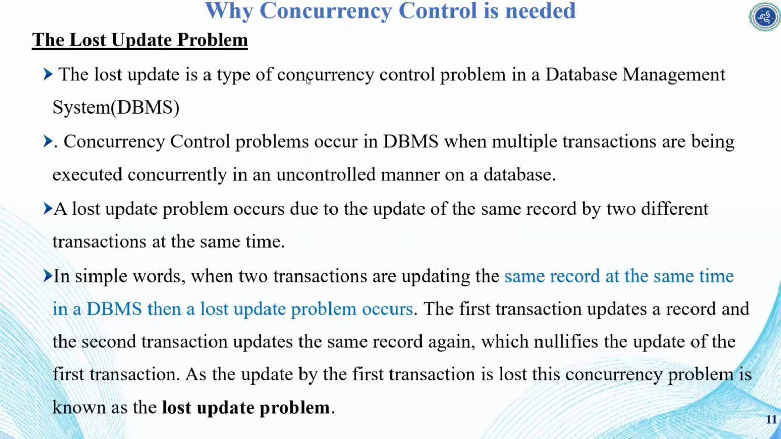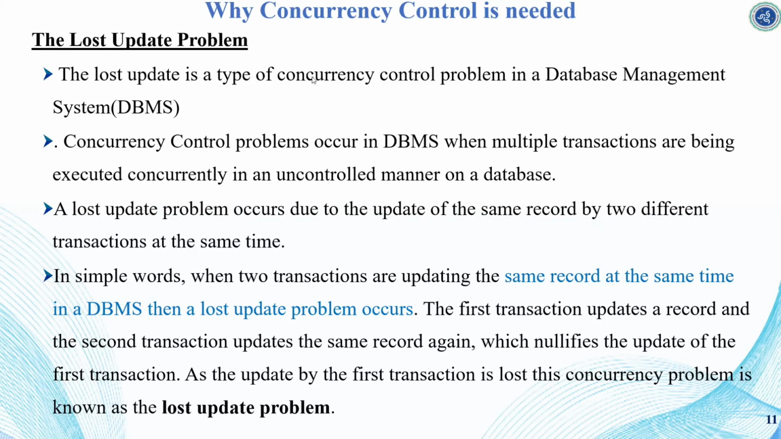So why is concurrency control needed? What is concurrency? Concurrency means multiple processes are done in parallel, or several processes are using a single resource. That is called concurrency. Concurrent access to a single data item has to be controlled. So what is the need for this? The first one is the lost update problem. These are some of the problems that may arise when concurrent processes are accessing a single item.